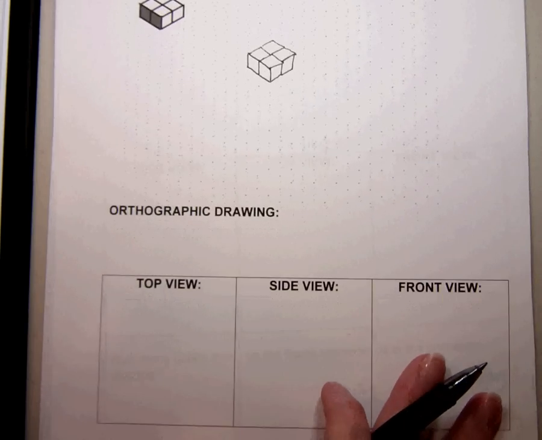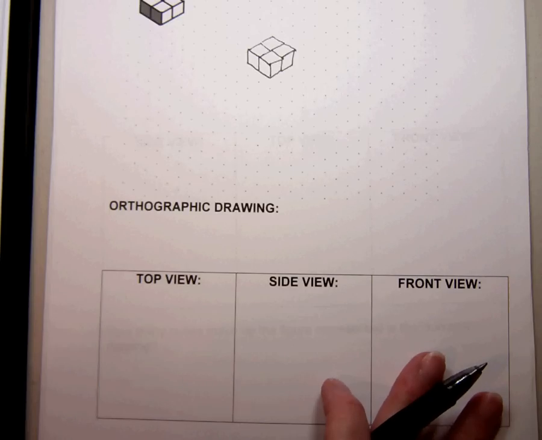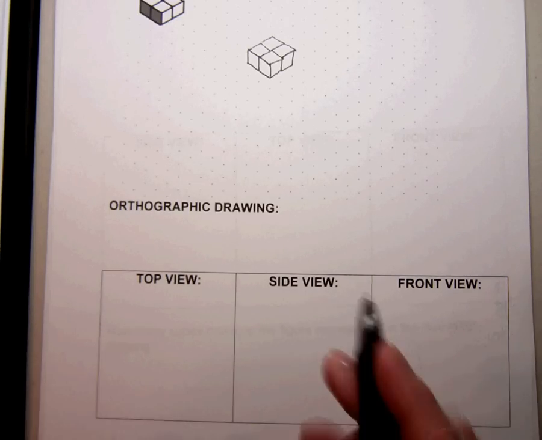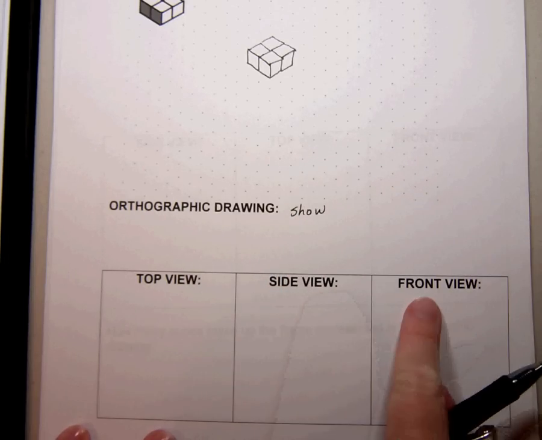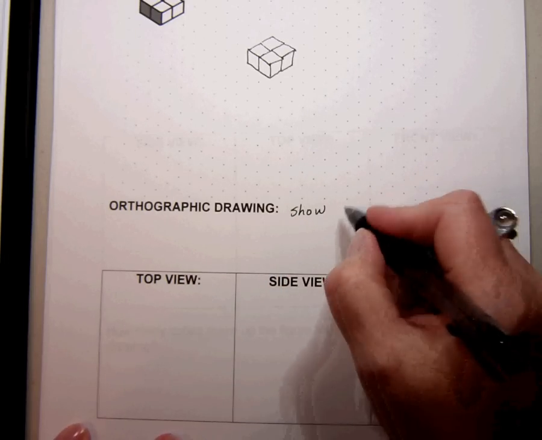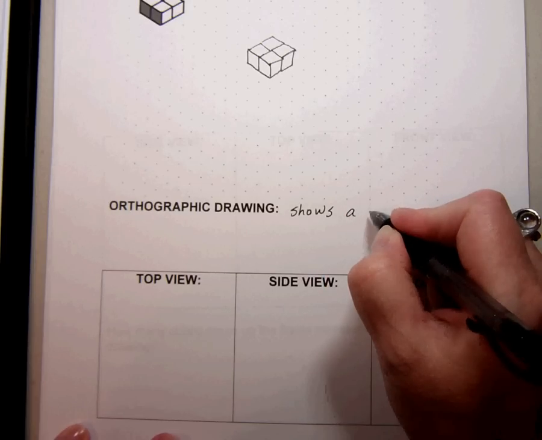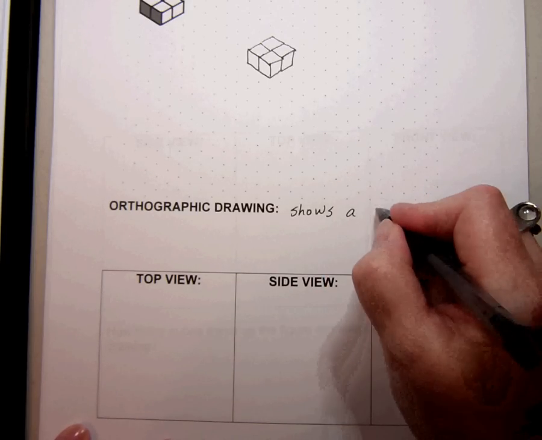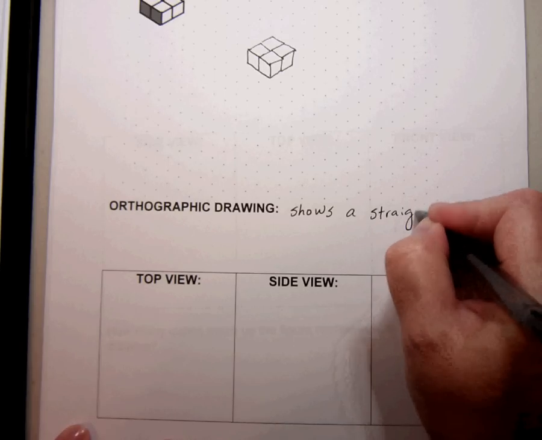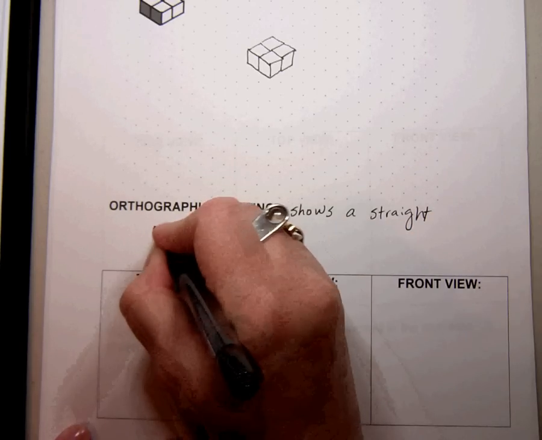The other definition on this page is an orthographic drawing, and that one is one where you show the top, the side, and the front view. So it shows a straight on view of the object. It's not a corner view anymore, it's a straight on view of an object.